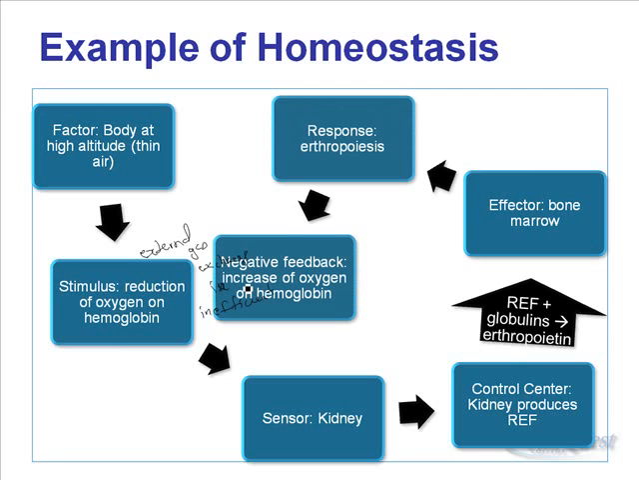So we get more red blood cells, we get more oxygen in our blood because we have more spots for more hemoglobins to bind oxygens to. So there's our negative feedback. Once our oxygen levels are back up, the kidney senses this, it stops producing REF, and we stop producing the extra red blood cells.